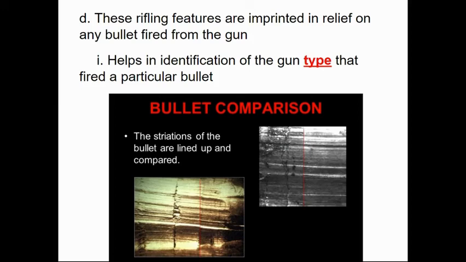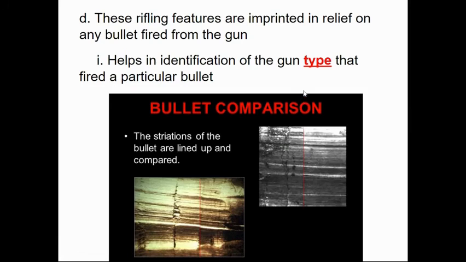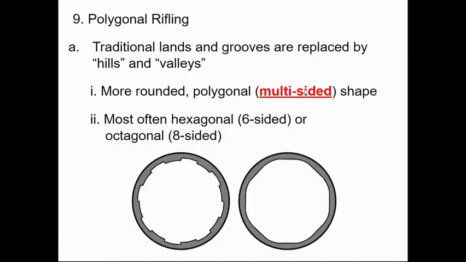We talked about that really early this year, but basically what you do is, if I have two bullets and I put them under two different microscopes at the exact same time, and then I have a device that allows me to look at both pictures from both microscopes at the exact same time, I can compare those two pictures and I can see that these markings line up perfectly. That is the same gun firing the same bullet. That's the idea. We're going to talk about that more later on in this unit.